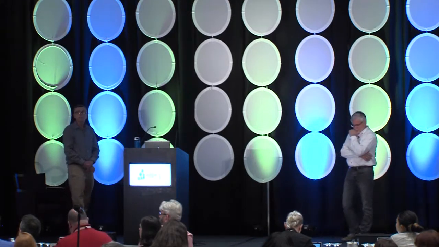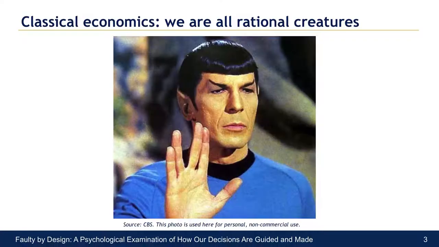So are we good at making decisions, especially when it comes to making purchases, including big ticket items like a car or a house? Classical economic theory holds that we're all rational creatures. We're all driven by self-interest and know exactly what we want. So we weigh the pros and cons of everything before we make a decision, including a purchase decision.